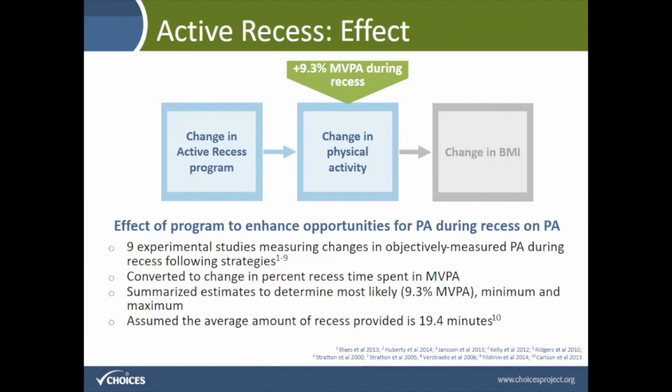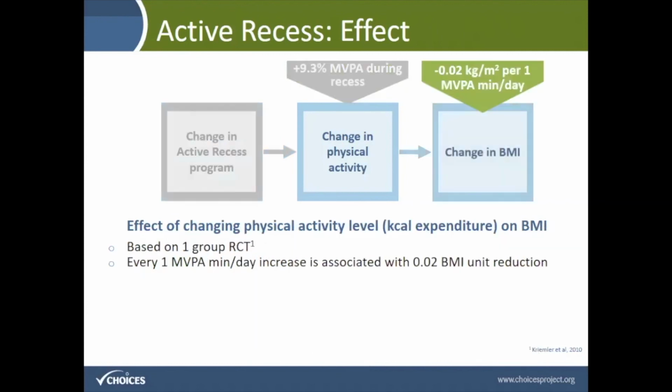And we assumed that the average amount of recess time provided is 19.4 minutes. So we are then able to quantify the amount of extra moderate to vigorous physical activity time you might expect from an active recess intervention based on these kinds of calculations and linking it through in the change. Then to get from that change in physical activity to a change in BMI, we used that Cramer et al. estimate of that randomized controlled trial that had linked moderate to vigorous physical activity to BMI change.